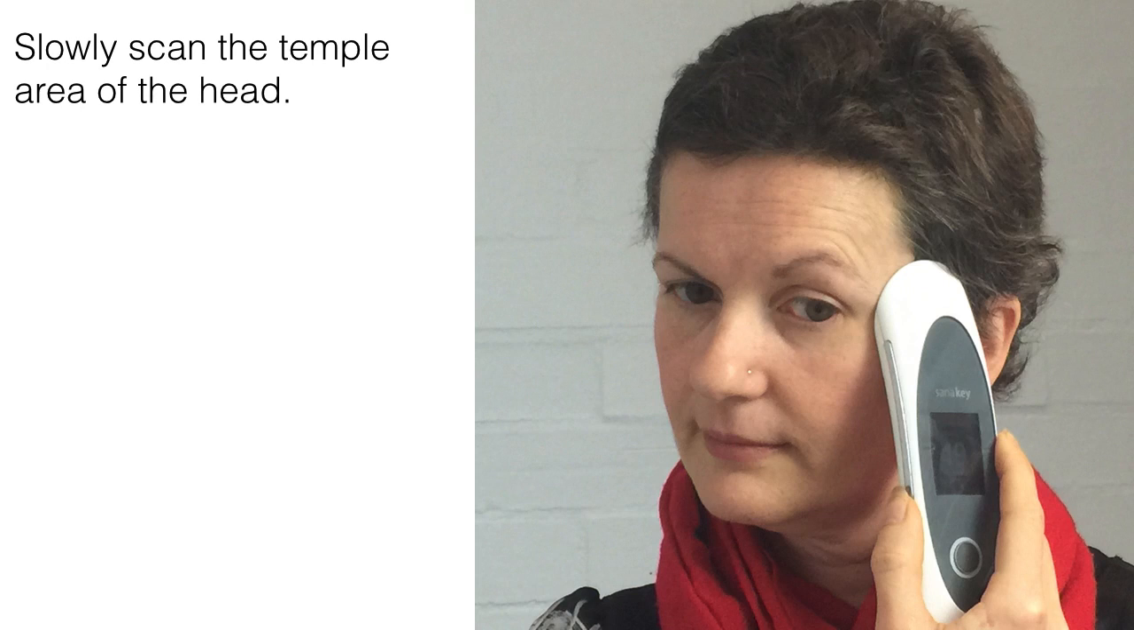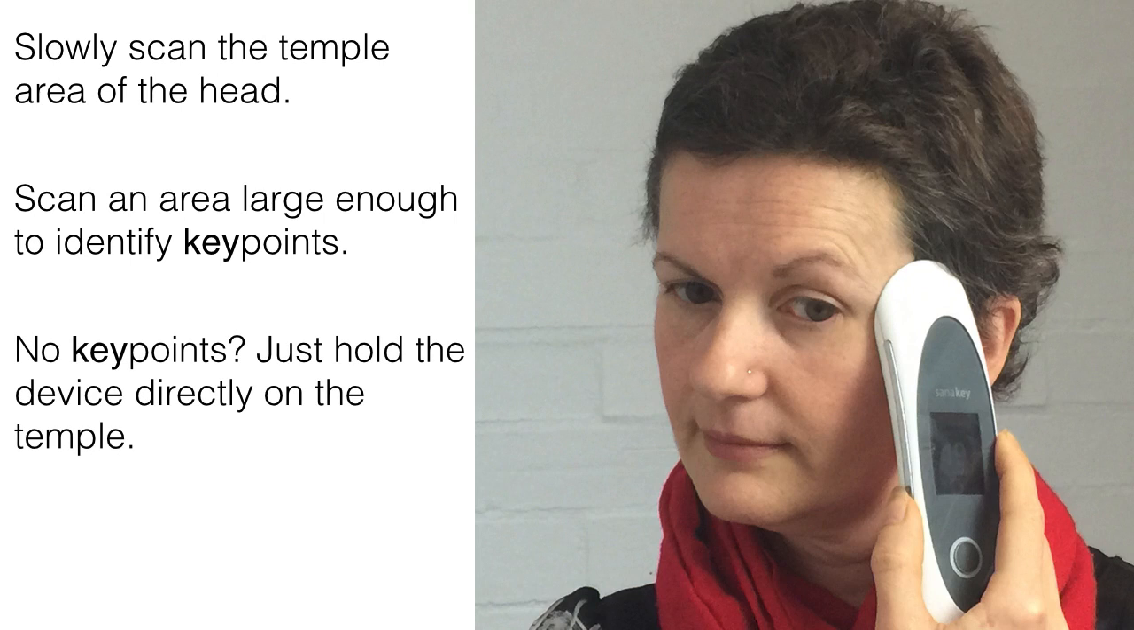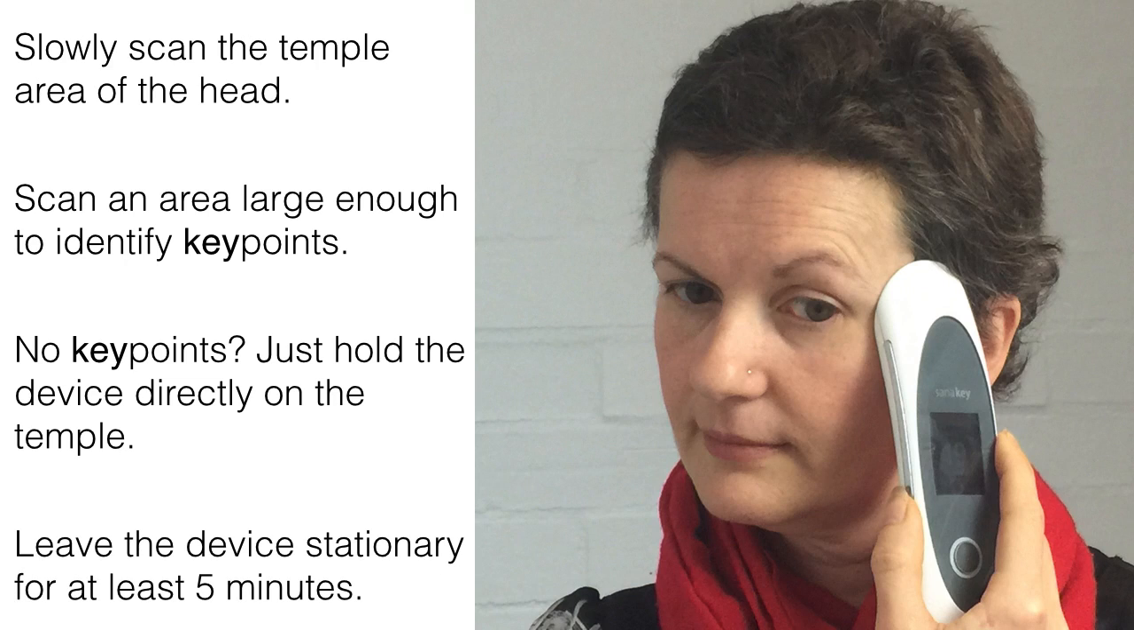First of all, you're going to slowly scan the temple area of the head. Remember, you're looking for sticky spots. And you want to scan the area large enough to identify those key points, but don't worry if you can't find the key points, just simply hold the device directly on the temple. And what you're going to do there, you're going to leave the device stationary for 5 minutes. And that's why you need to have the energy level at a comfortable level.